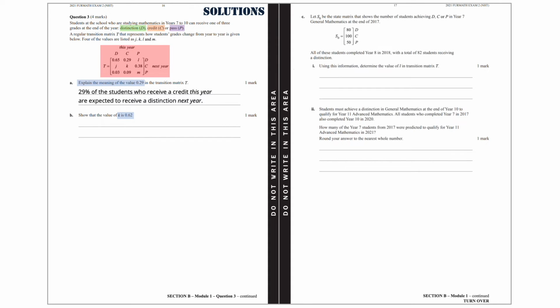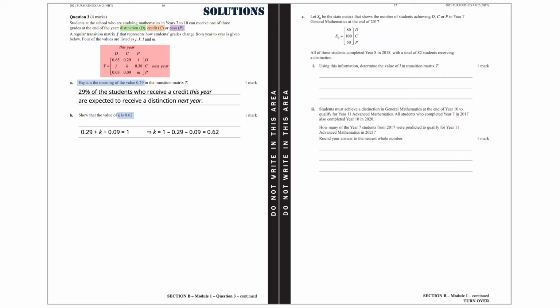We know that all the values in a column have to add up to 1. So 0.29 plus K plus 0.09 equals 1. Therefore, K equals 1 minus 0.29 minus 0.09 equals 0.62.